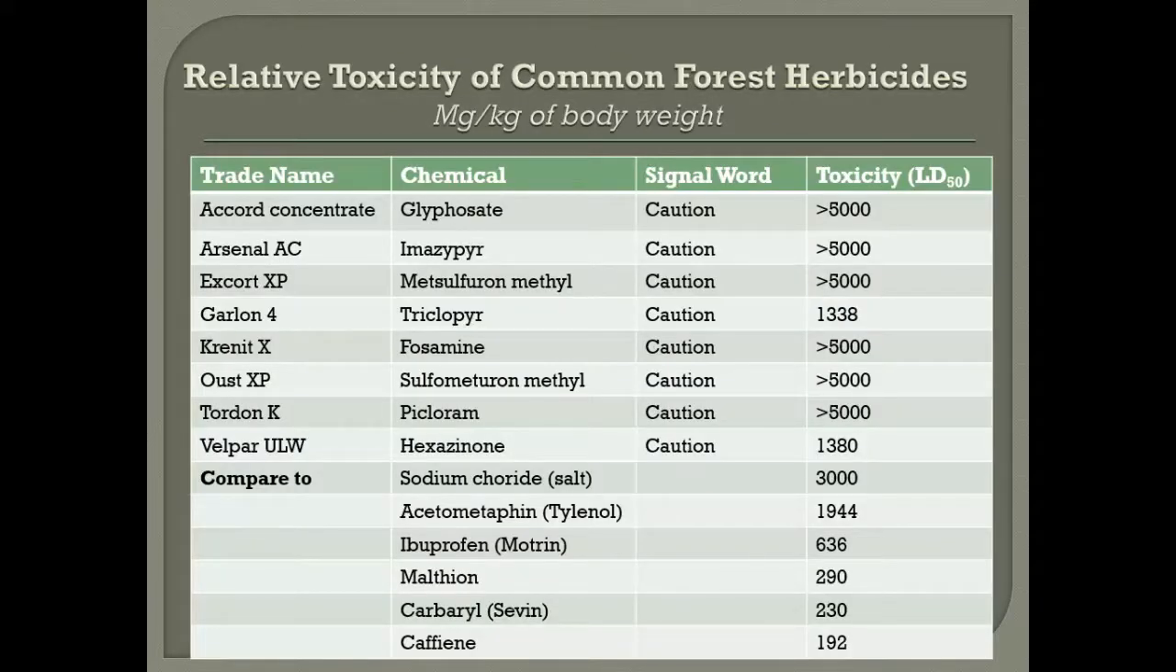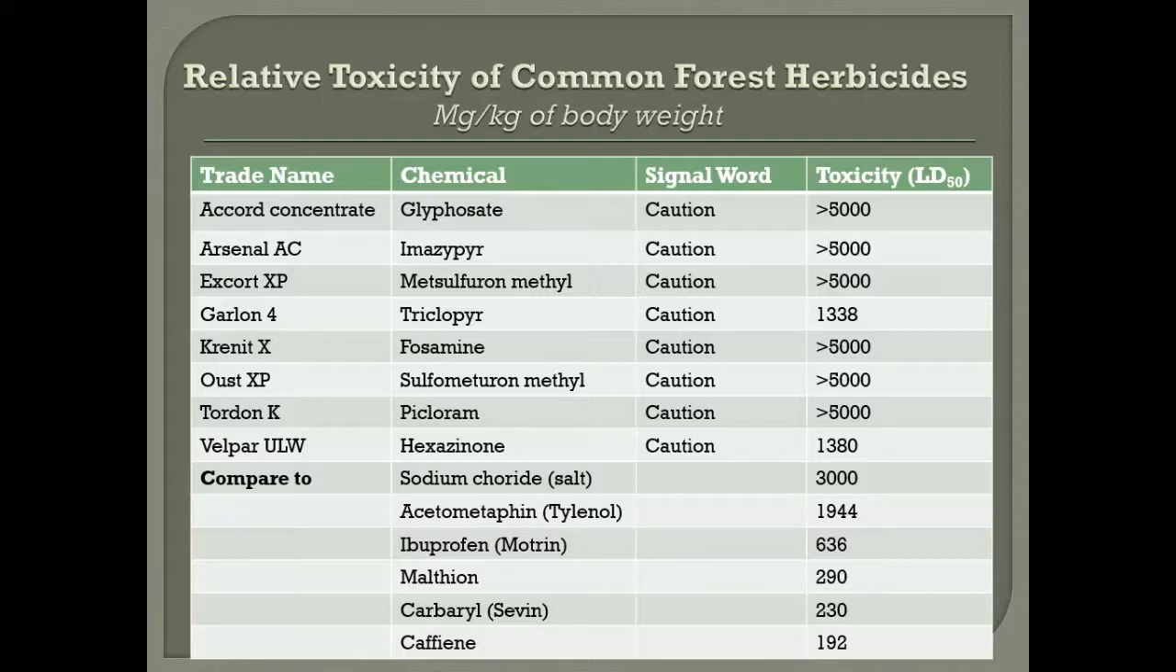Just to give you an idea, the relative toxicity of common herbicides is right here. Remember that LD50? It's greater than 5,000, so very, very low toxicity. They all have caution words. These are the ones you're talking about. Accord is glyphosate. It has a caution word. That's the lowest level of toxicity there is. Garlon, we've talked about. It's a little bit higher, but still very low. Oust, and so on and so forth.